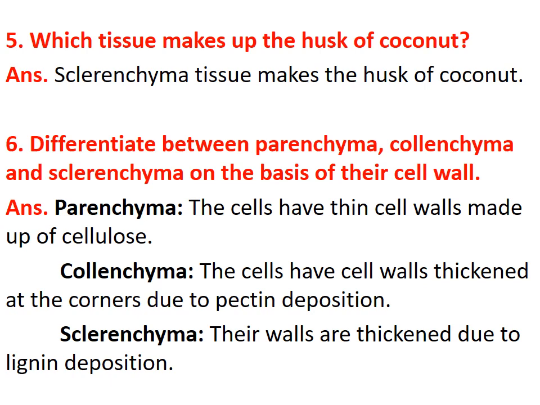In collenchyma, the corners were thick, right? So it is due to the presence of pectin. The substance pectin is responsible for the thickening of the corners of the cell walls in case of collenchyma. And in sclerenchyma, the walls were completely thick due to the presence of lignin. So in parenchyma, that is cellulose. In collenchyma, it is pectin. In sclerenchyma, it is lignin. So you can write down this answer from here, because you have not written about cellulose and pectin from the previous lecture. I did not discuss this there.